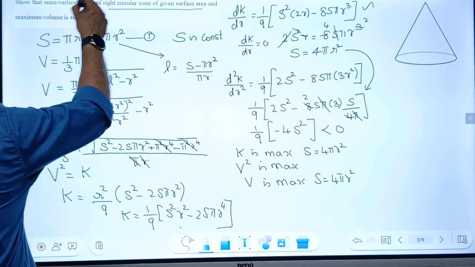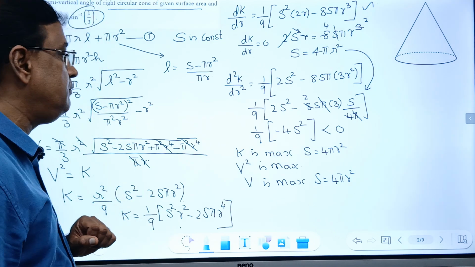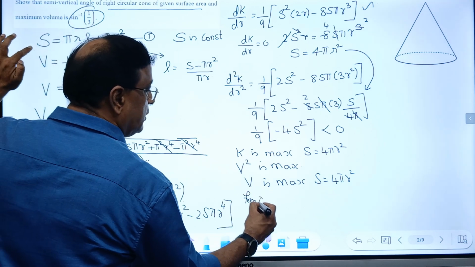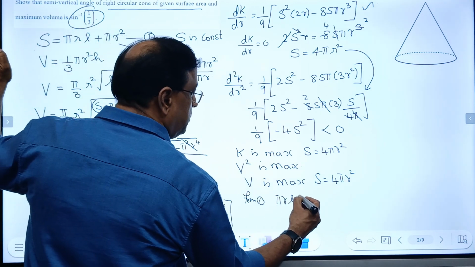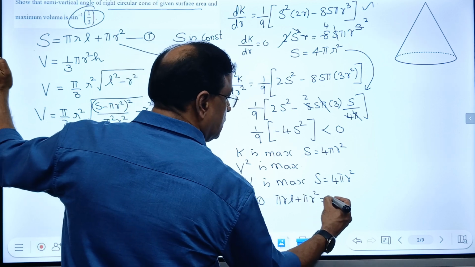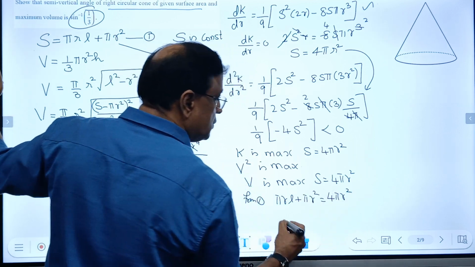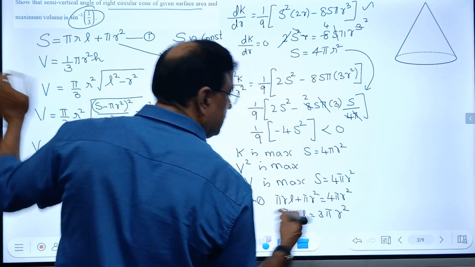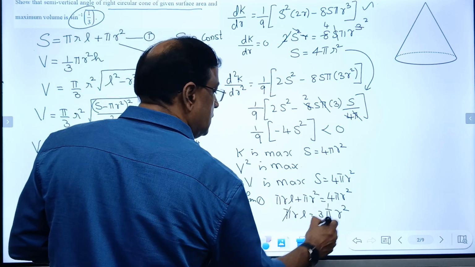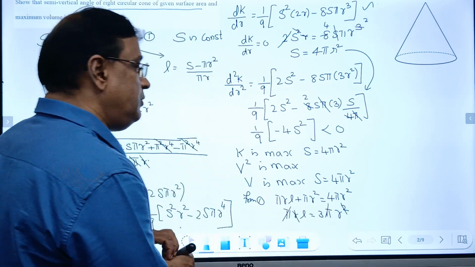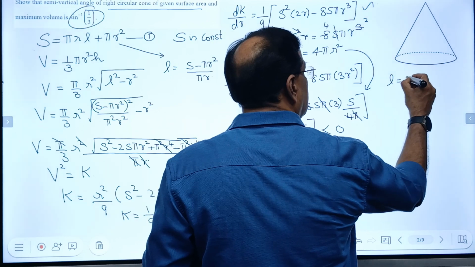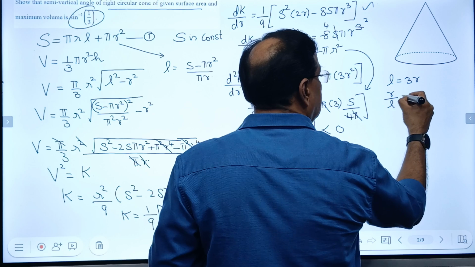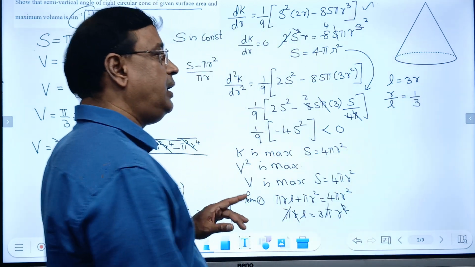But I want to prove the semi-vertical angle is sine inverse of 1 by 3. So, but what is s? S from 1, s is pi r l plus pi r square, which is equal to 4 pi r square. So from this you get pi r l equal to 3 pi r square. Now clearly pi gets cancelled, r gets cancelled. So I am left with r l equal to 3r, l equal to 3r, and therefore r by l will be 1 by 3.